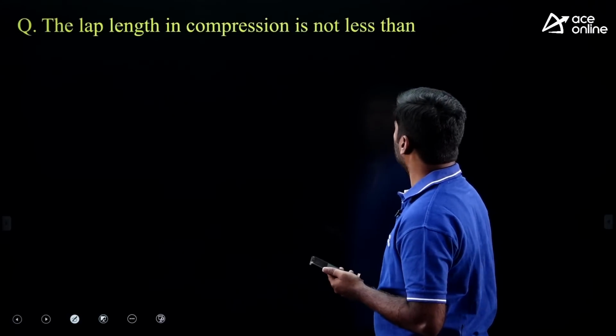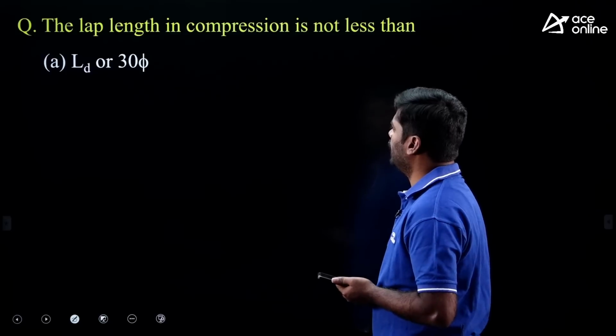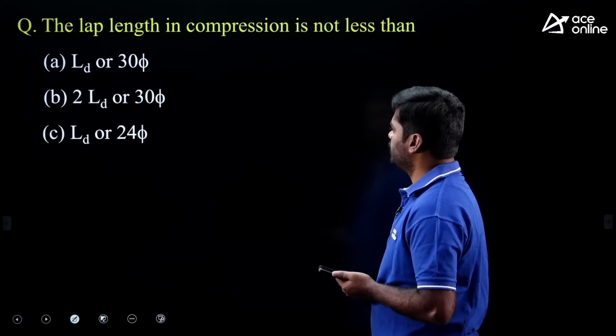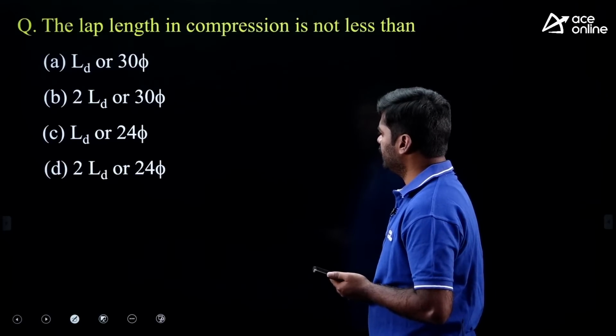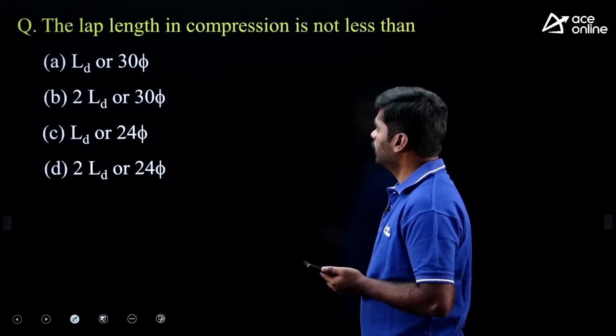The lap length in compression is not less than, options given: A, LD or 30 times bar diameter; B, 2 times LD or 30 times bar diameter; C, LD or 24 times bar diameter; D, 2 times LD or 24 times bar diameter. Right.